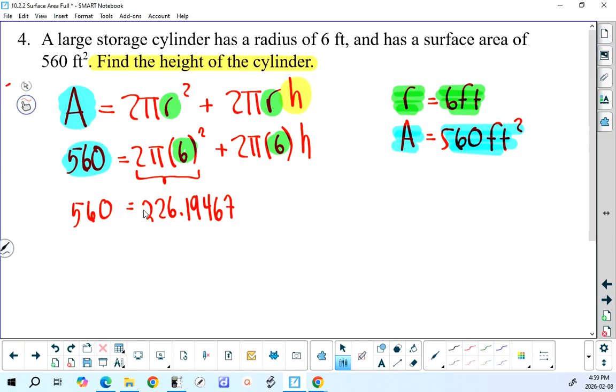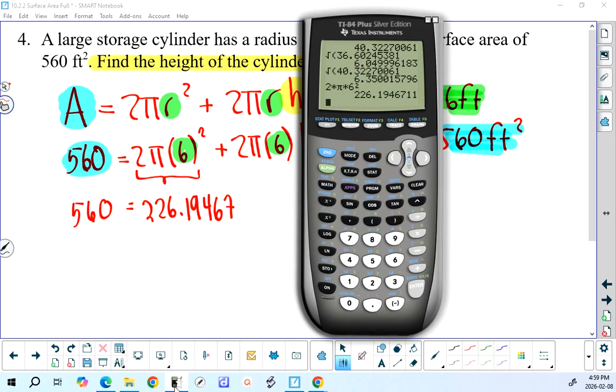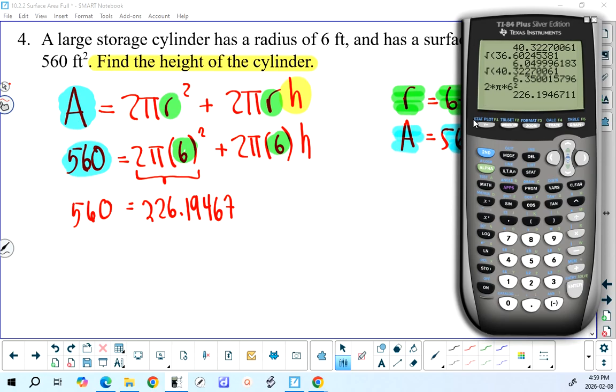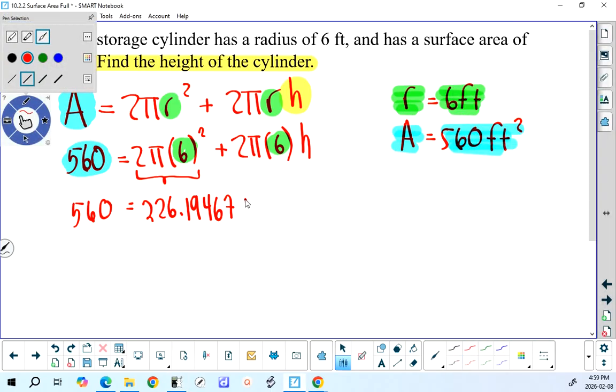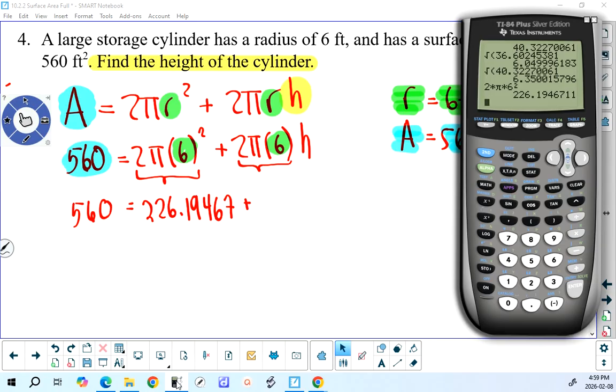Now, I'm not really concerned here, everybody, with your ability to carry all your decimals. That will come later. That's procedural. That's not math. That's how to use your calculator. So don't worry if you don't write all the decimals. Then what do we have? We have this part, 2 times pi times 6, which is just a number. Let's figure out what it is. 2 times pi times 6, 37.699.